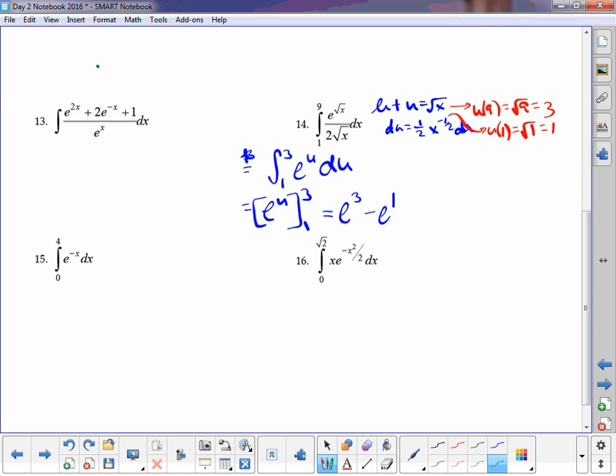Jeff? Are we not left with plus c? Since we're actually substituting in these values, we're evaluating the antiderivative at those points, so no plus c. Notice this one has no bounds, so we would have plus c. This one has bounds, no plus c. Good question. Other questions?